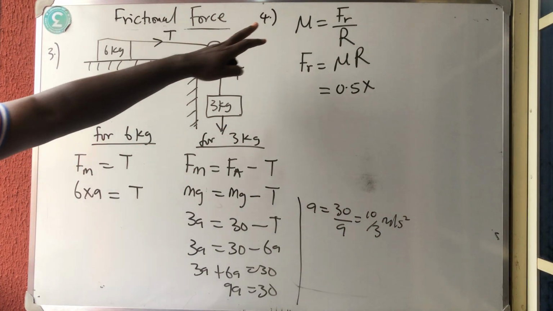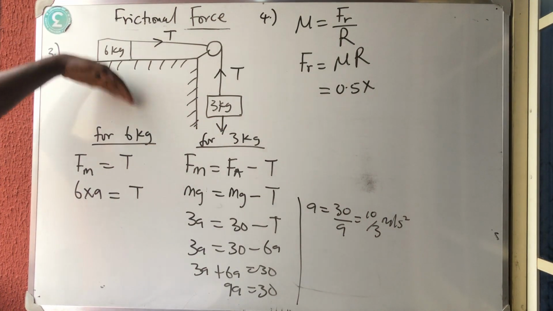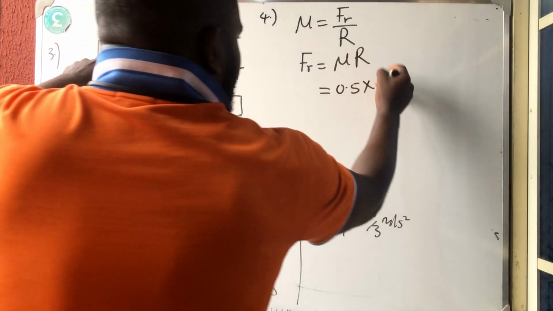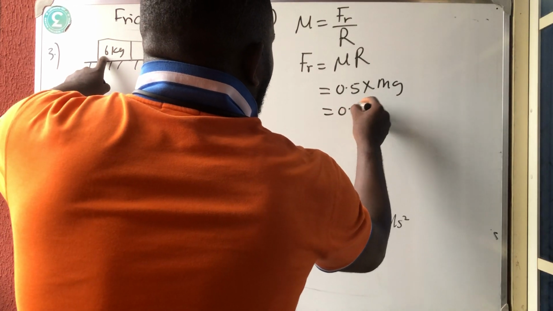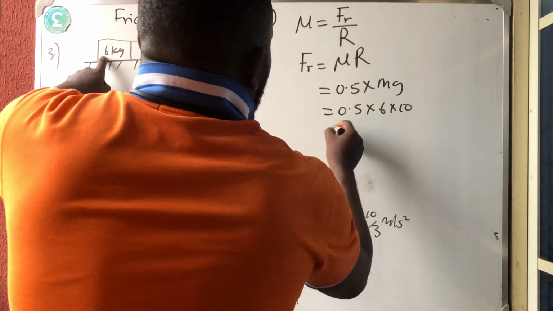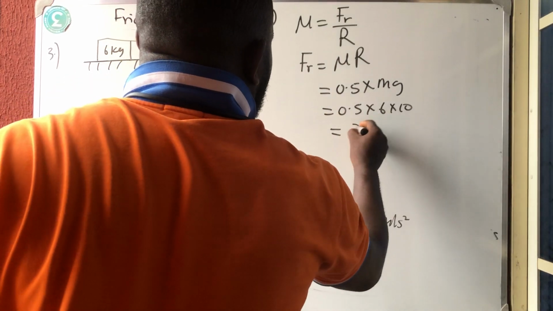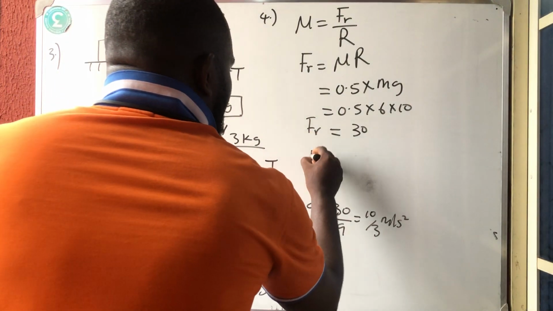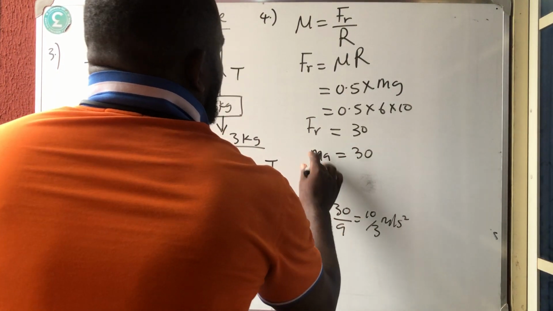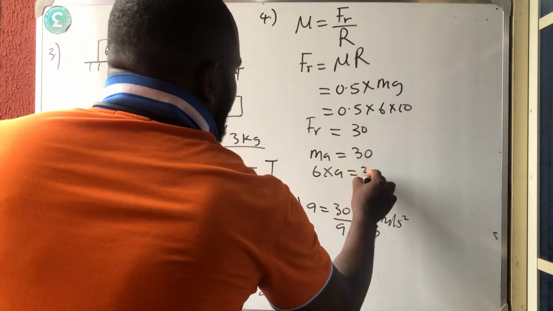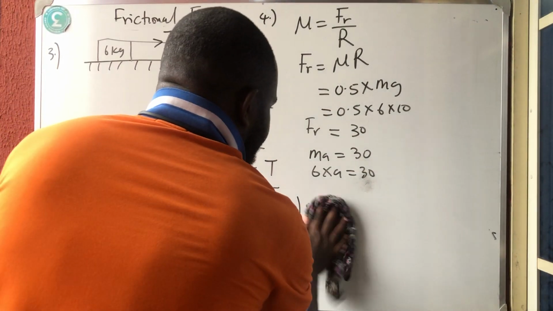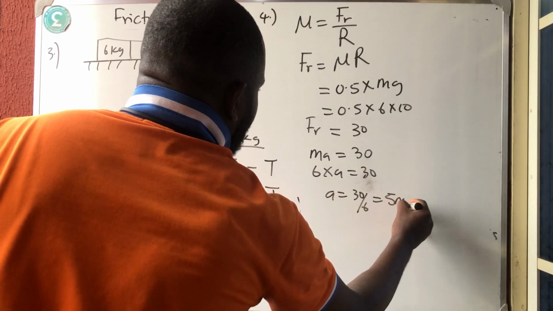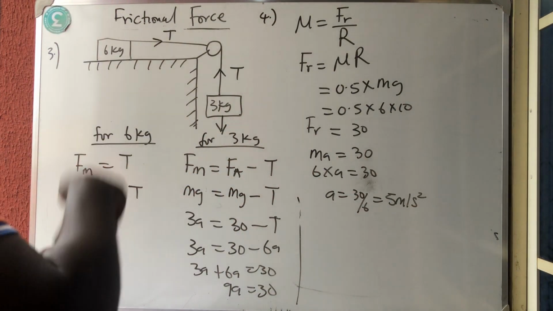You know that the one that will have coefficient of static friction is the one on this plane and not this one. So I'm going to use the normal reaction, mg, which is 0.5 times 6 times 10. So I'm going to have 30. The frictional force here is 30. But I know that force is equal to ma, which is equal to 30. So my m is 6, 6 times a is equal to 30. Therefore my a will now be 30 divided by 6, which is 5 meter per second square. So that is that.